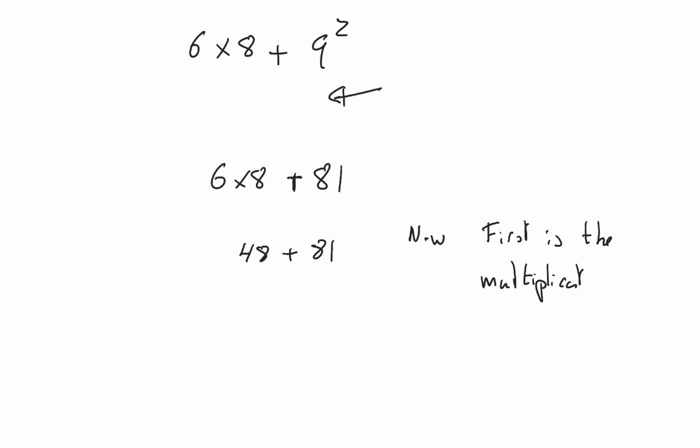Now let's do this one. What will you do first? 9 squared, the exponentiation you will do first, and after that, the multiplication, and after that, the sum. So let's do it. First we do the exponentiation, 81. Later on we do the multiplication, 48. And later on we do the sum, the addition, 48 plus 81. 48 plus 81 is 129.